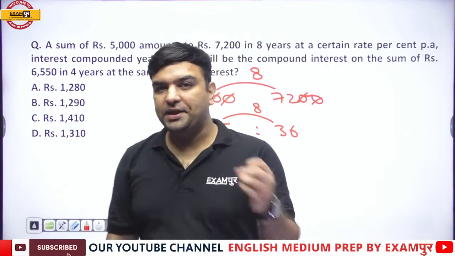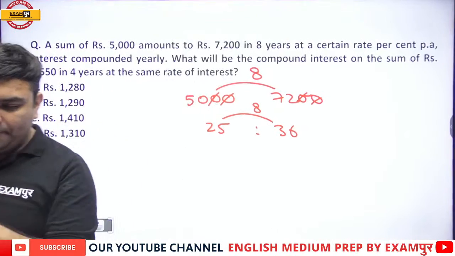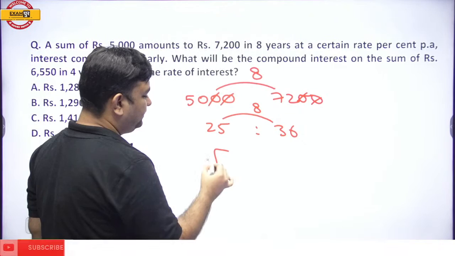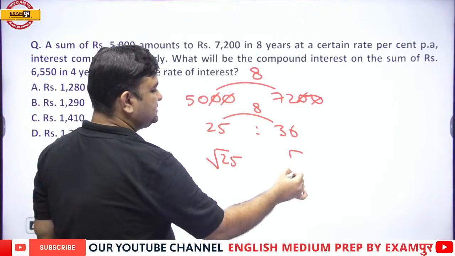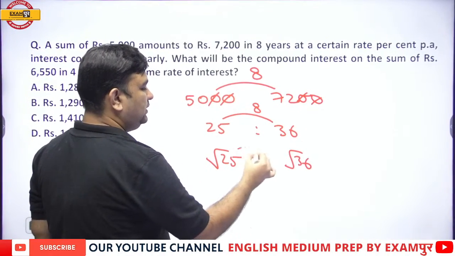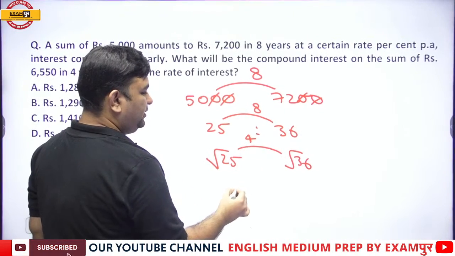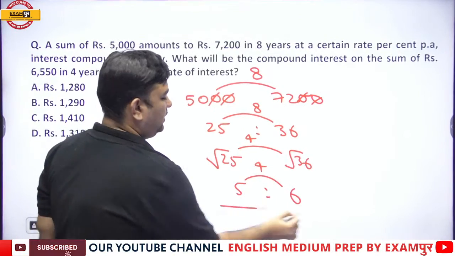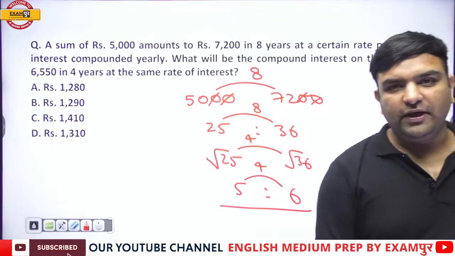25 becomes 36 in 8 years. So in half the time, that is 4 years, 5 will become 6.